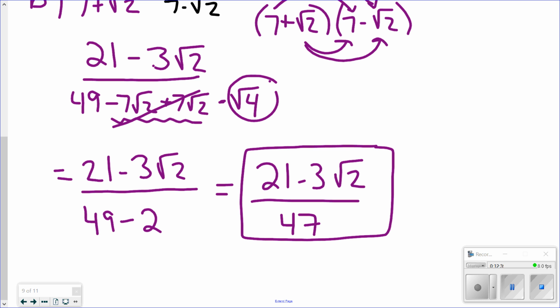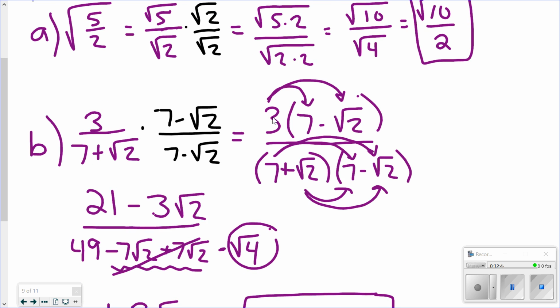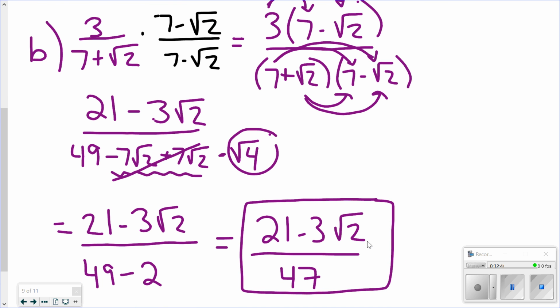Now what's nice is that I did not change my beginning number to my ending number. I just rewrote it. So you can always double check that this is correct by plugging this in your calculator and then plugging in what you originally had in the calculator. You want those numbers to be the same. If they're not the same, that means something went wrong.